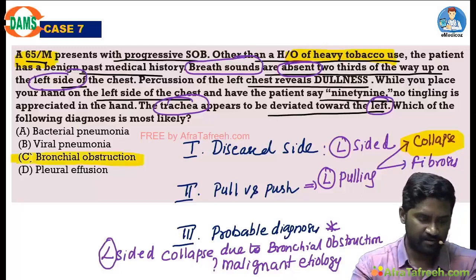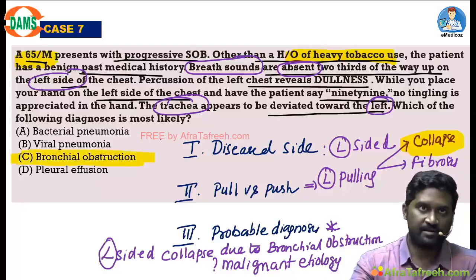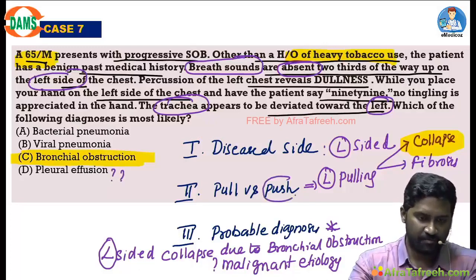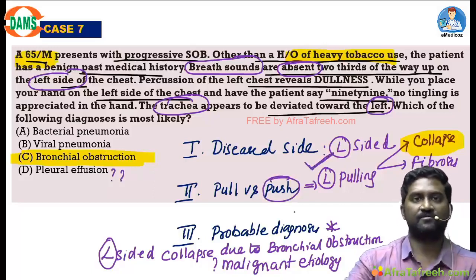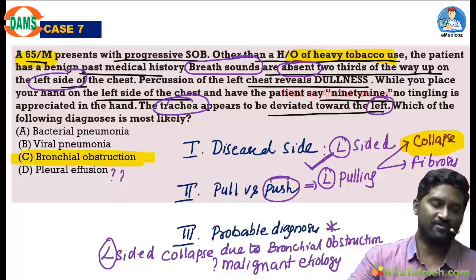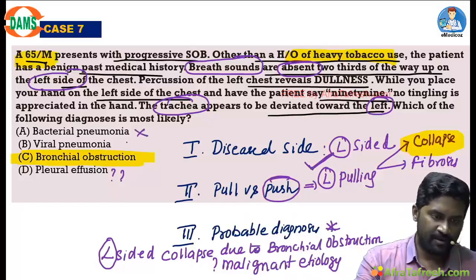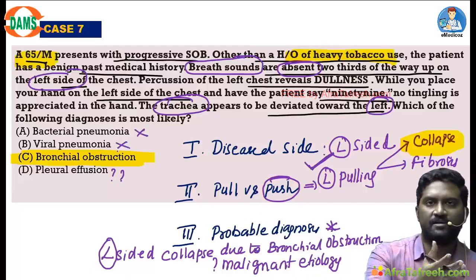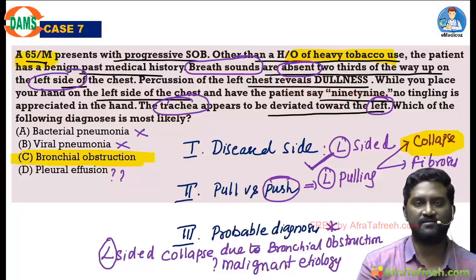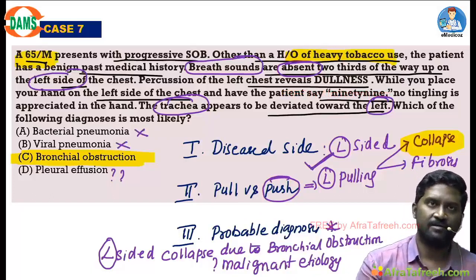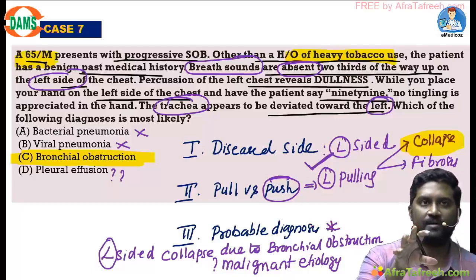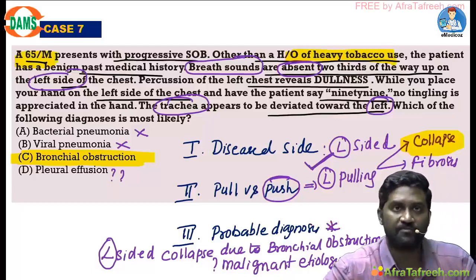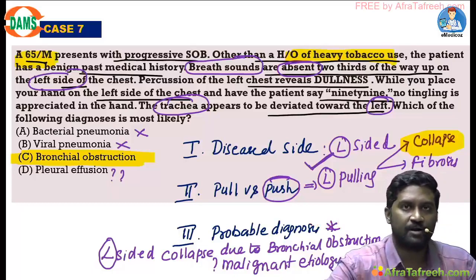Option C will fit. Now few students will be thinking, why is it not pleural effusion? Pleural effusion, my dear students, is a pushing lesion. If disease was on the left, trachea would have been towards the opposite side. Whereas pneumonia is an acute respiratory illness. So there are no features of acute respiratory illness such as fever, cough, shortness of breath. So the best answer here is left-sided collapse due to bronchial obstruction, probable malignant etiology. So the answer is option C. Very important concept for your exam.